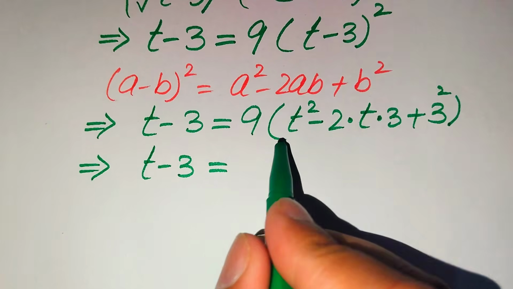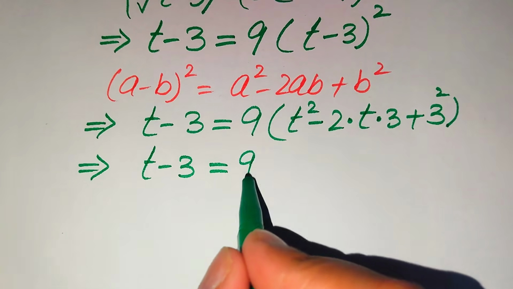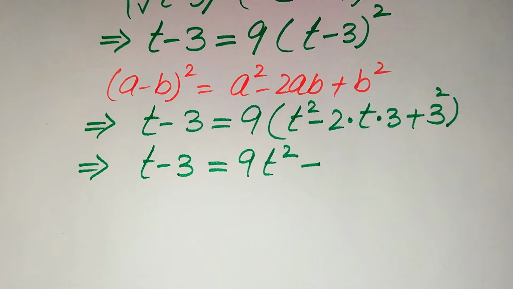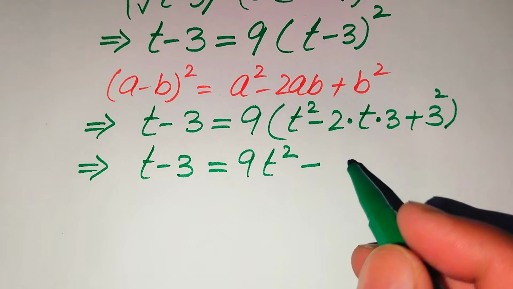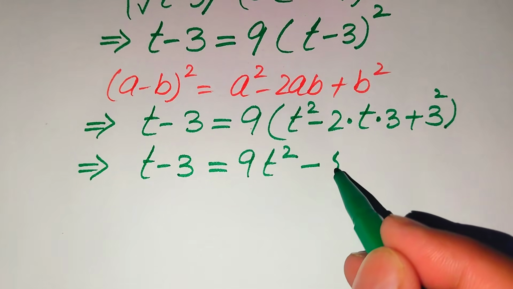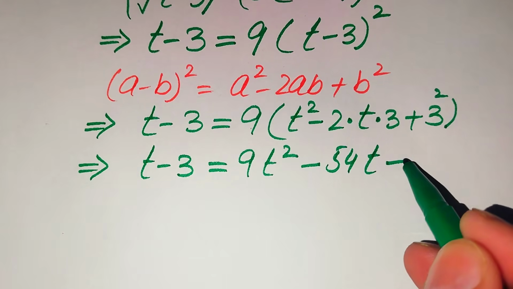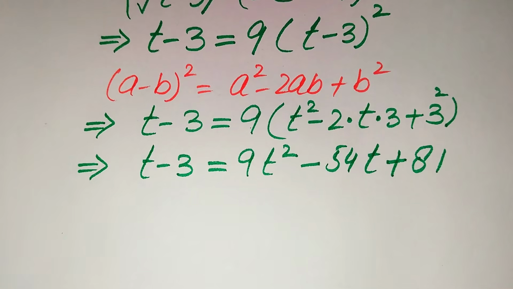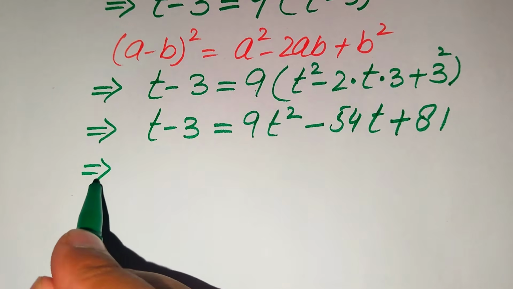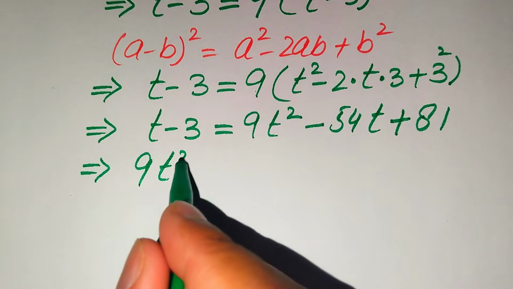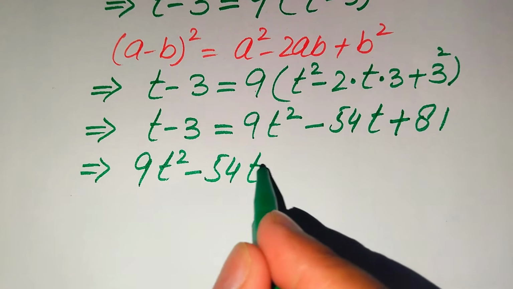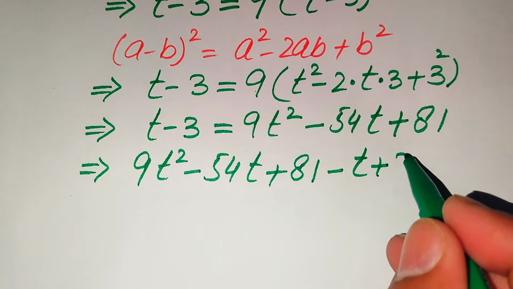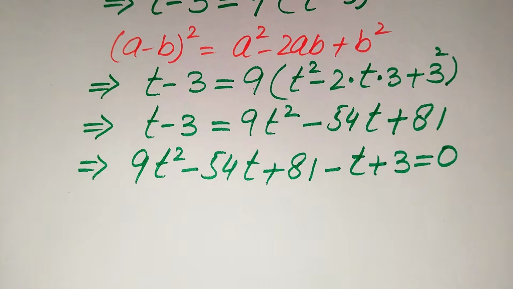Further, we multiply 9 on each of these values, and it will be written as 9 times t square minus, 9 times 2 is 18, 18 times 3 is 54t, and plus 3 square becomes 9, and 9 times 9 becomes 81. Now we move the terms from the left hand side to the right hand side, and it will be written as 9t square minus 54t plus 81, and moving these two values, it becomes minus t and plus 3, and this whole equation is equal to 0.